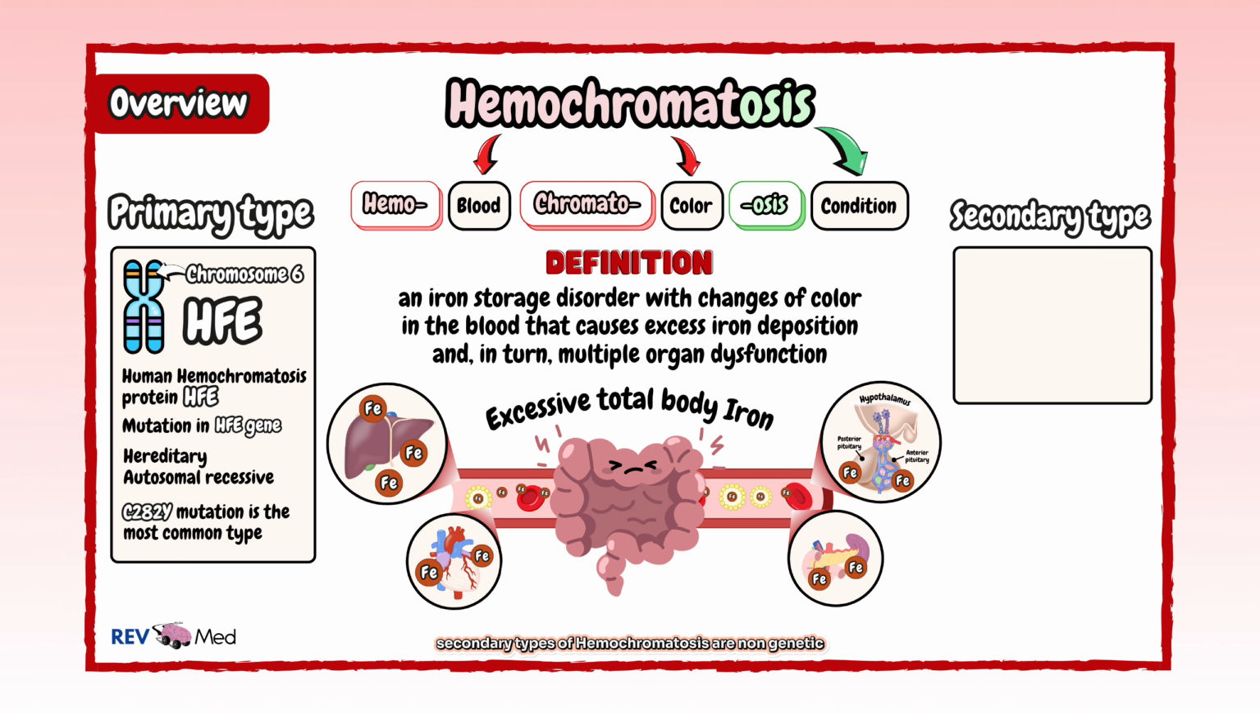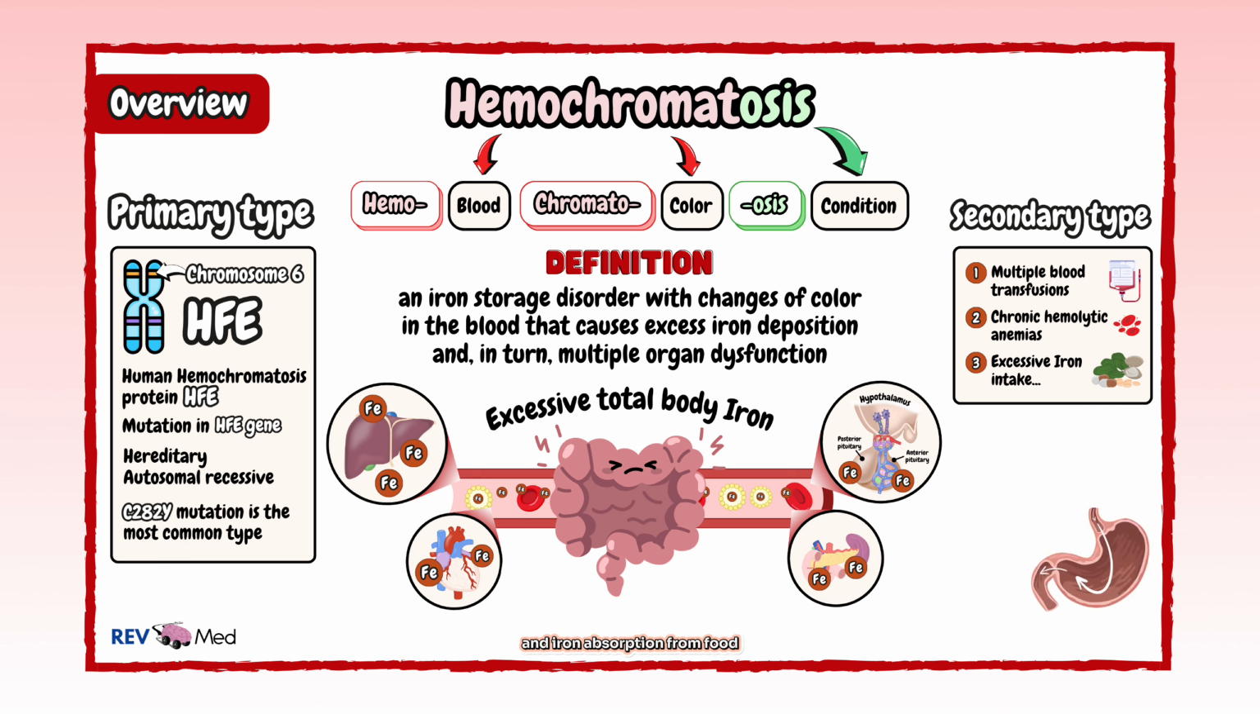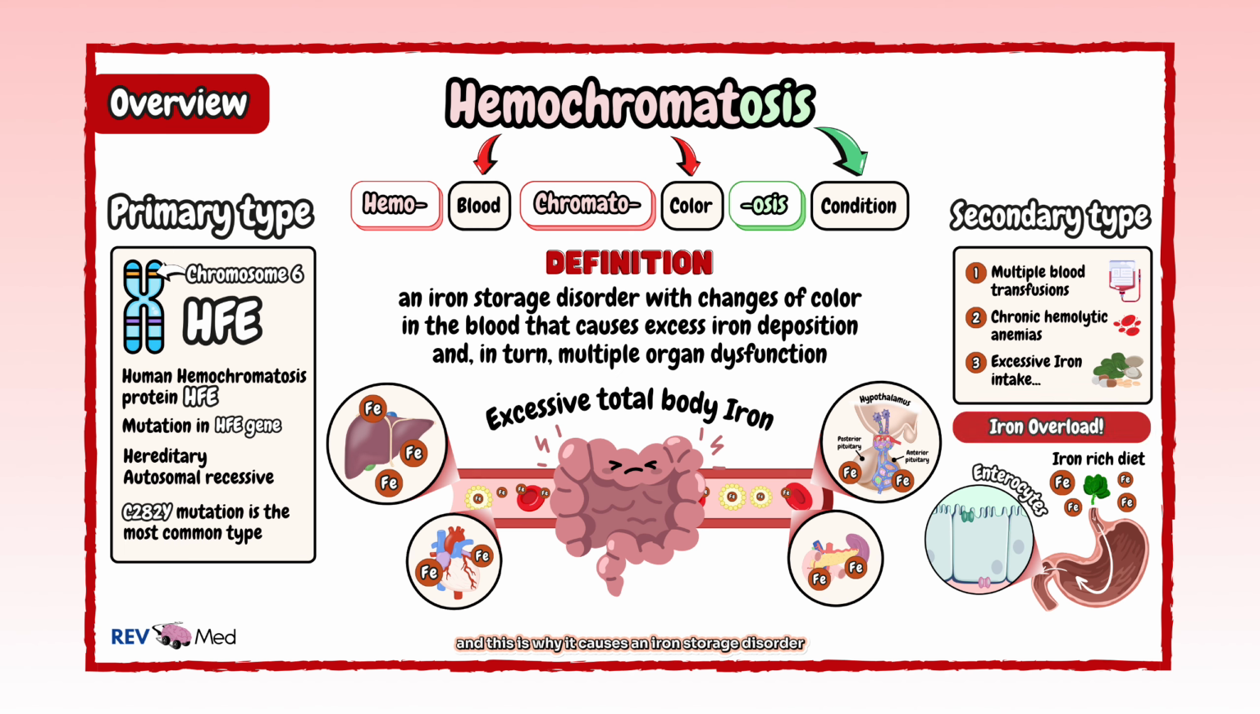Secondary types of hemochromatosis are non-genetic and can be from multiple blood transfusions, chronic hemolytic anemias, and rare but even excessive iron intake. The HFE gene is important in regulating the iron metabolism and iron absorption from food, because most of the iron in the food is absorbed by enterocytes in the gut and passed into the bloodstream, and this is why it causes an iron storage disorder and overload. So to explore all of this, we'll dive into iron physiology.